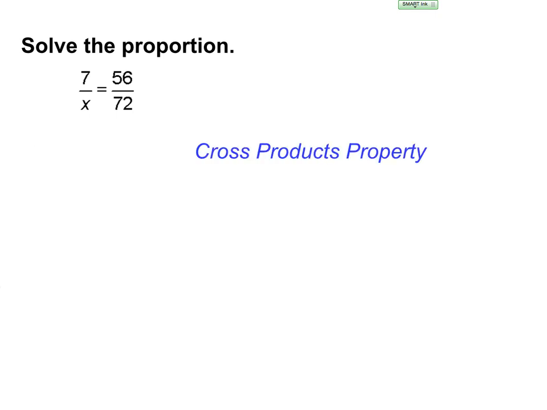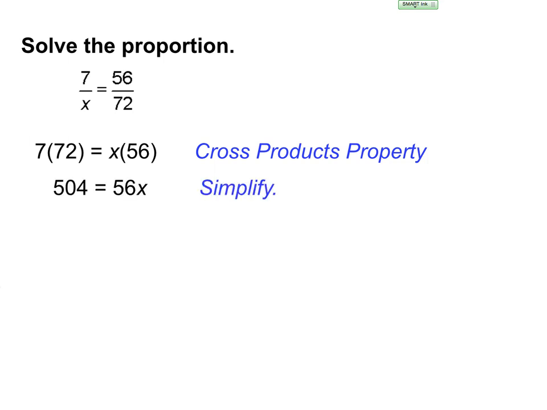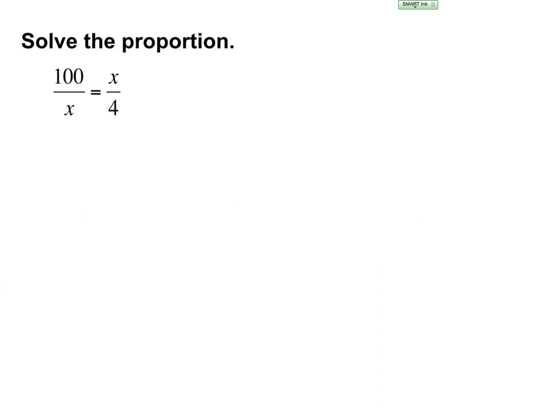Multiplying 7 times 72 and 56 times x. Multiply and then divide by 56. X should have been 9. Question coming up with that one? Okay, that's your simplest one. Let's do 100 over x equals x over 4. Solve the proportion. Cross product property.